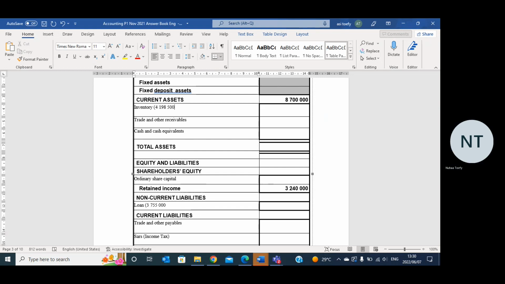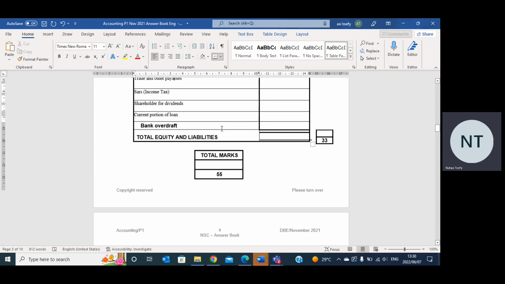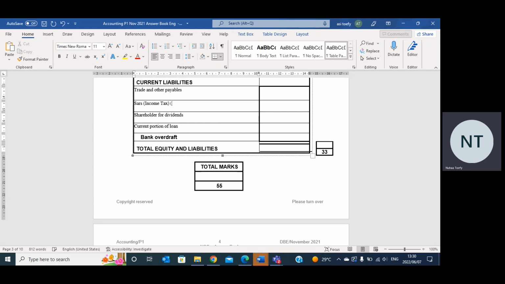4198,500. Right, under that is SARS income tax. It's a provisional payment. So I'm going to put it in there, but I think I'm going to write provisional payment just so that I don't forget that that's my provisional payment, because they're not telling me that that is my SARS income tax. They're just telling me that's the provisional payment.